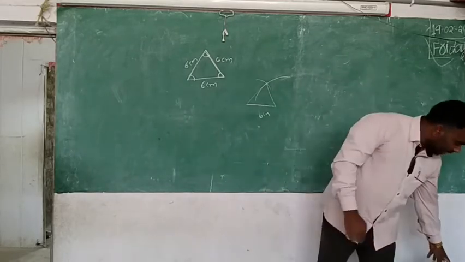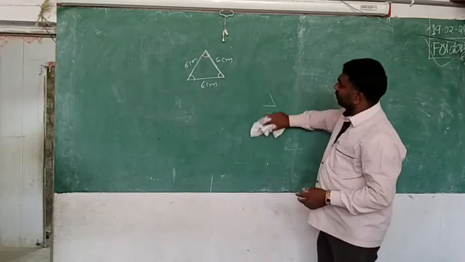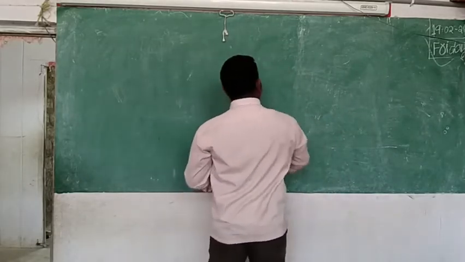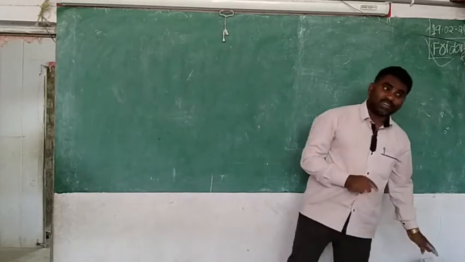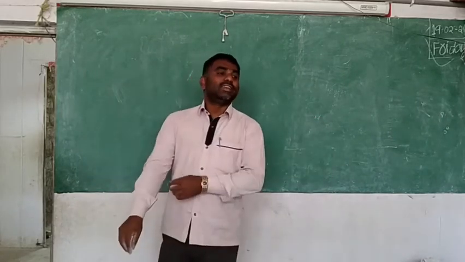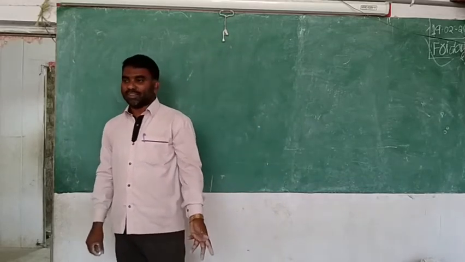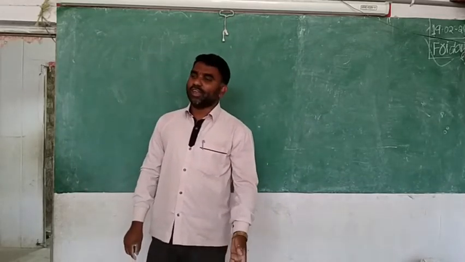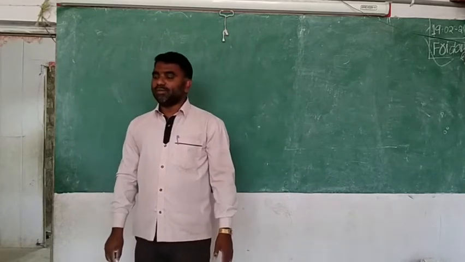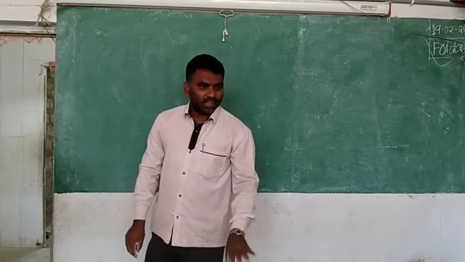After getting the equilateral triangle, your duty is to measure the angles. Then what do you get? Every angle is equal. Equal means how much? 60, 60, 60. Is there any other choice, like 50, 50, 50? No, because you know that the sum of the angles is equal to 180. That's why 60, 60, 60 makes 180.